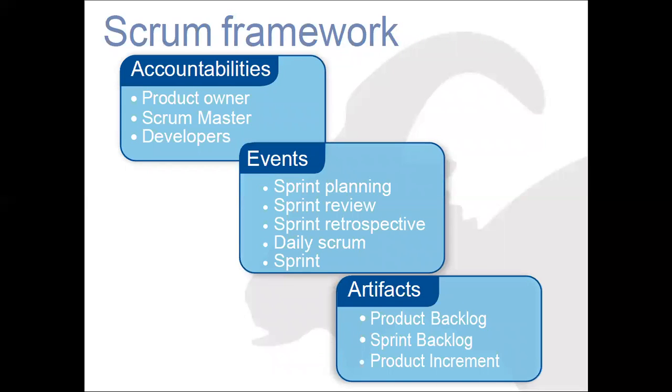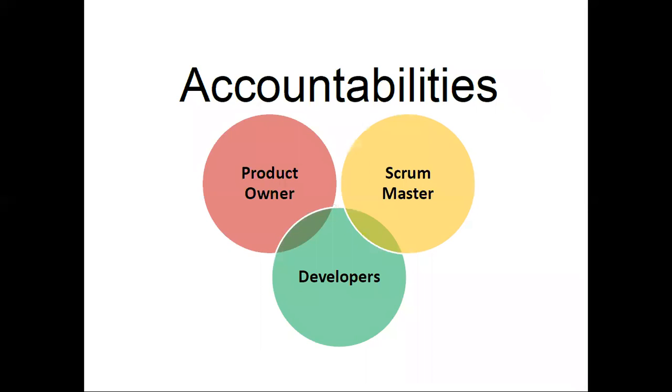Then we have a Scrum framework. As we discussed, we have accountabilities. A Scrum team consists of 3 roles, or we also say accountabilities: product owner, Scrum Master, and developers. We have 5 events: planning, review, retro, daily, and the sprint is an event. Then we have 3 artifacts: product backlog, sprint backlog, and product increment. So let's go one by one. What are the 3 accountabilities? Product owner, Scrum Master, and developers.